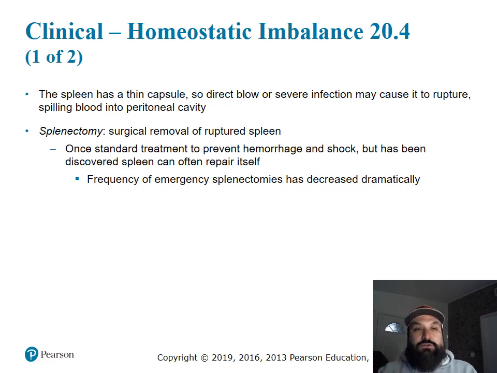Because it's a highly vascularized tissue and organ, it can spill a lot of blood into the peritoneal cavity, into the actual cavity itself of the GI tract, and that can lead to worse infections and can actually lead to death. So it's a pretty serious kind of issue.